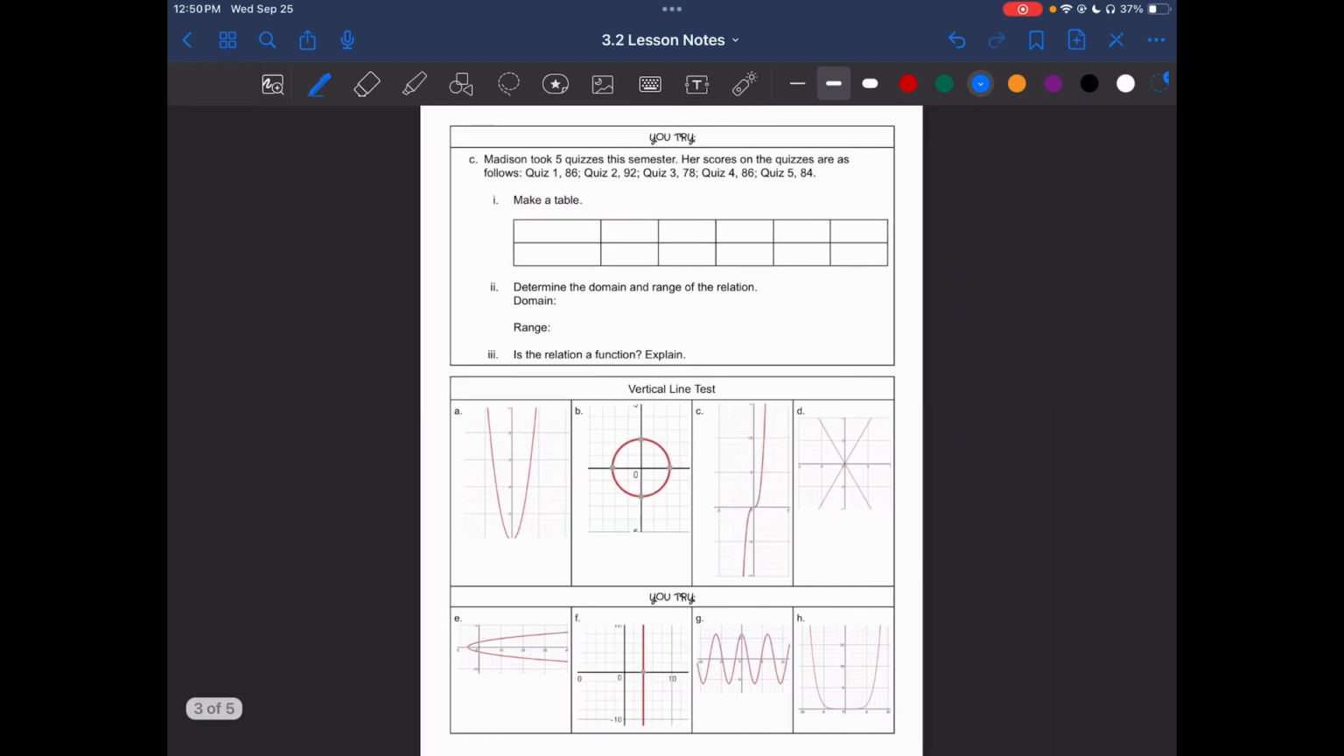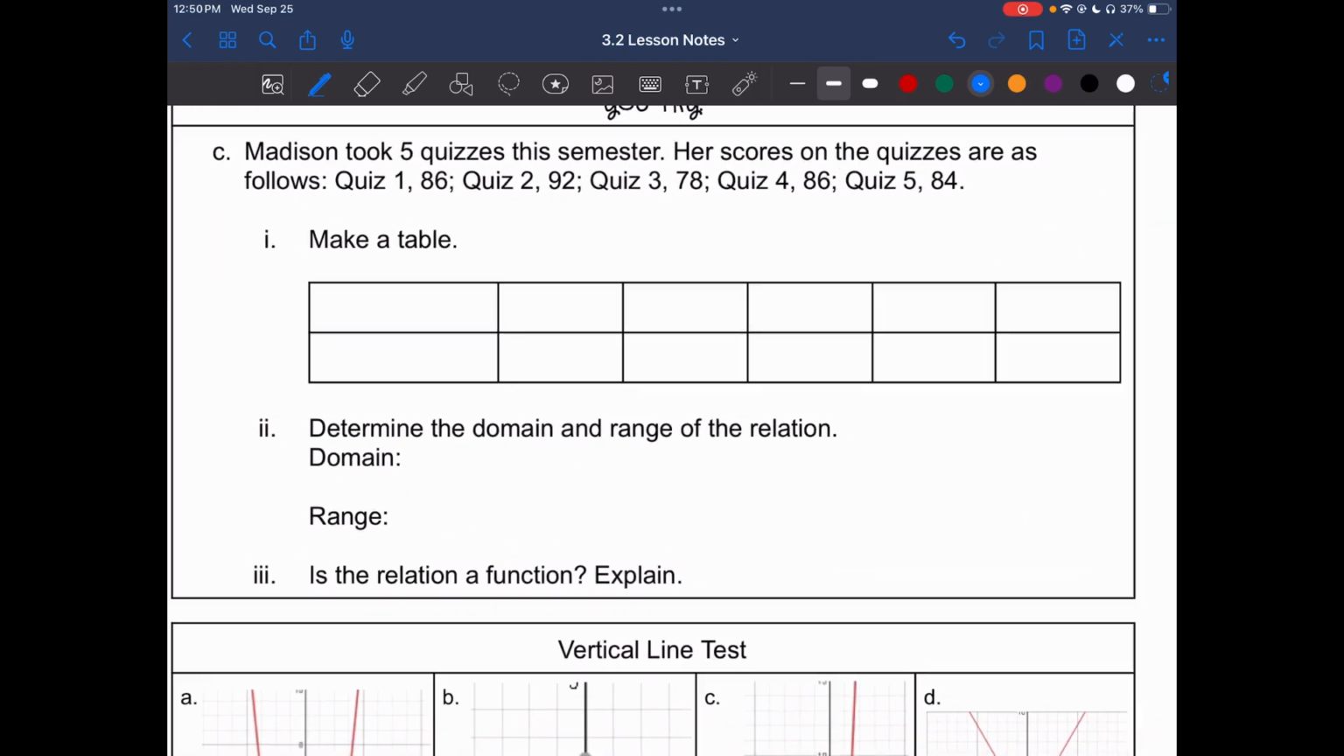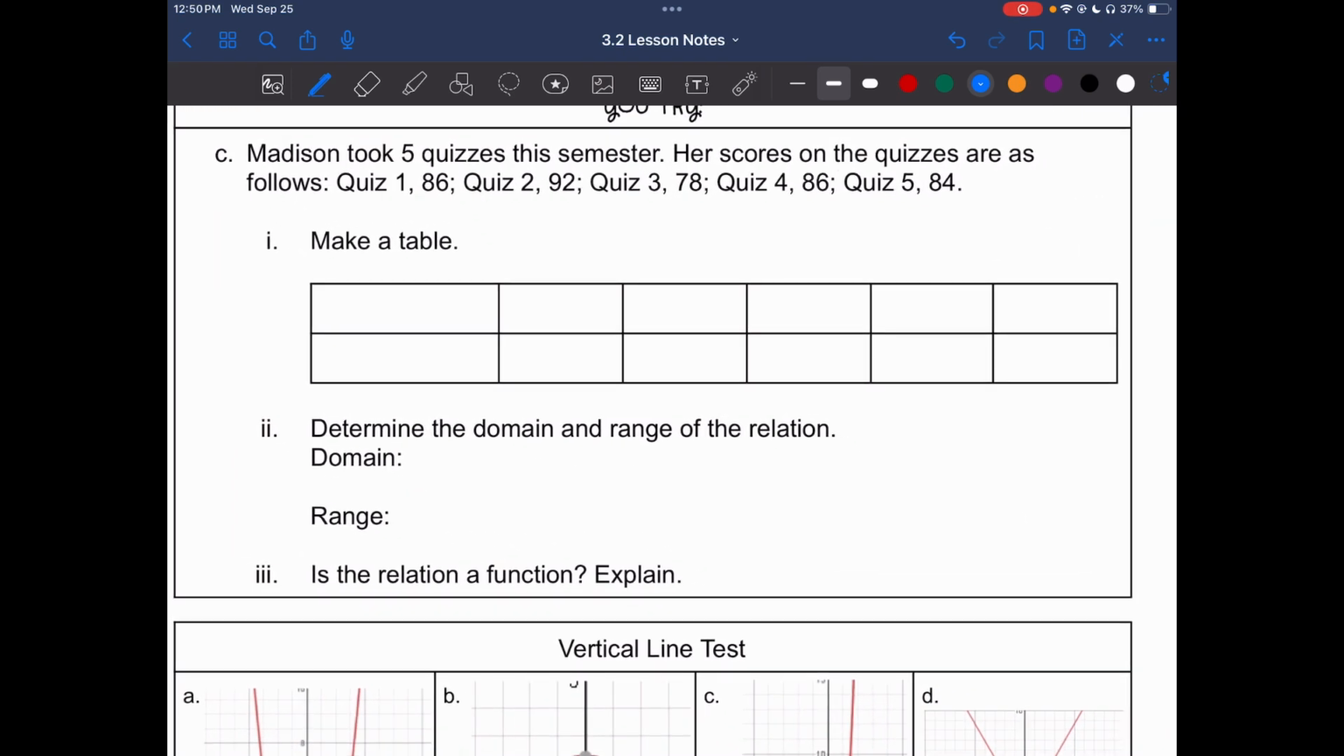All right, the next page at the top is a U-Try problem. We have Madison taking 5 quizzes this semester. Her scores on the quizzes are as follows. Quiz 1 is 86, Quiz 2 is 92, Quiz 3 is 78, Quiz 4 is 86, and Quiz 5 is 84. And we want you to go ahead and do the same thing. Make a table, find domain, range, and identify if it's a function. Do your work, and then come back and check it with me.